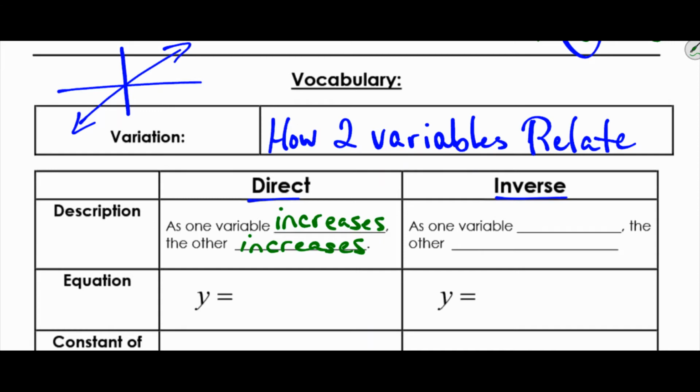For inverse, it's the opposite relationship. As one variable increases, the other variable decreases. Again, this is really not always true, but especially with word problems, it's natural to think about inverse variations in this way, where one goes up, the other goes down.